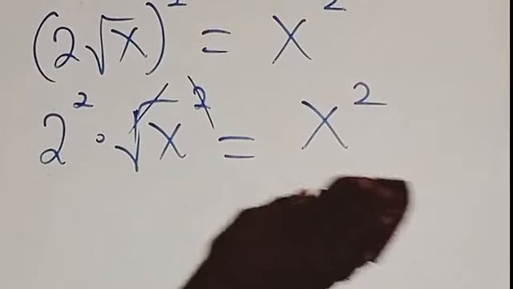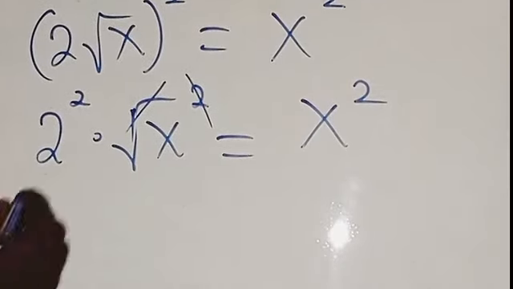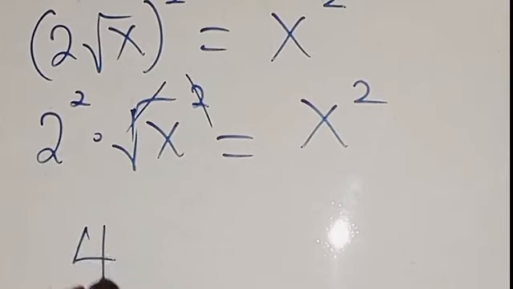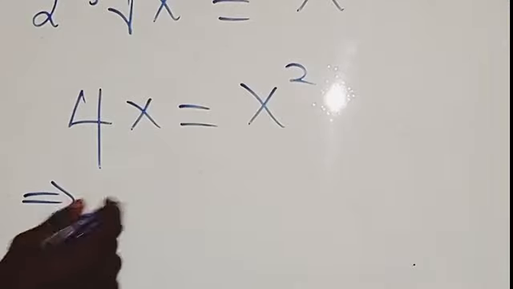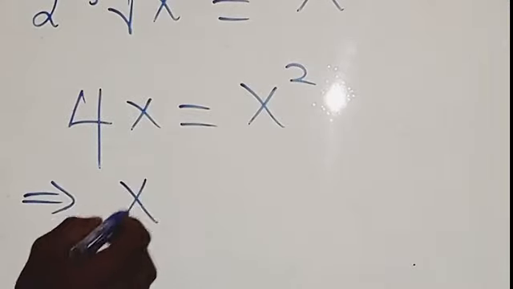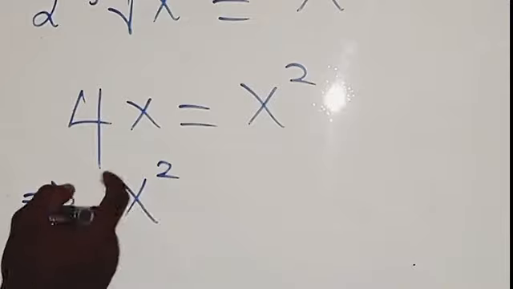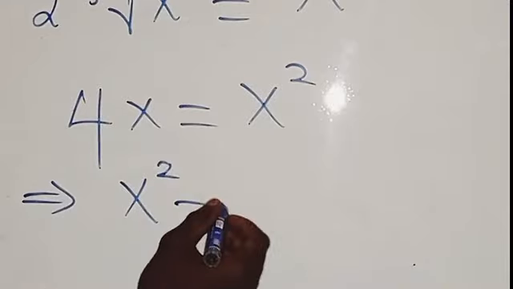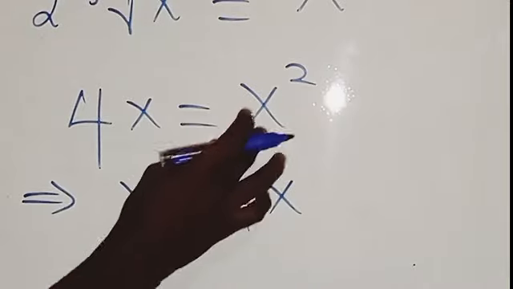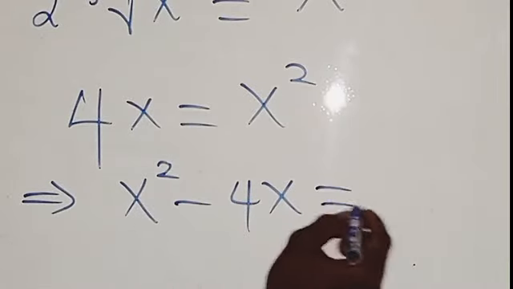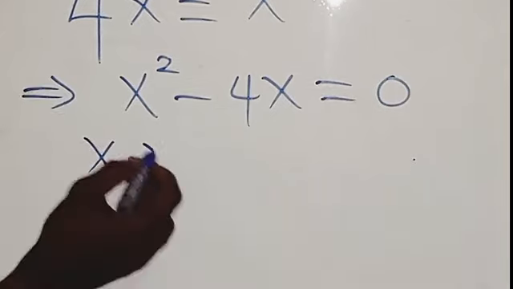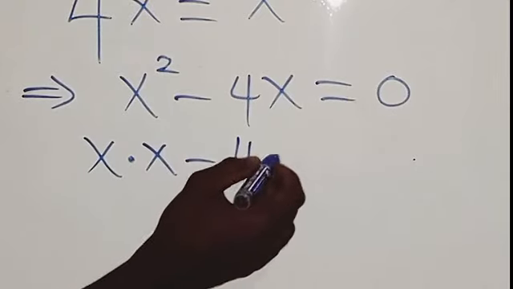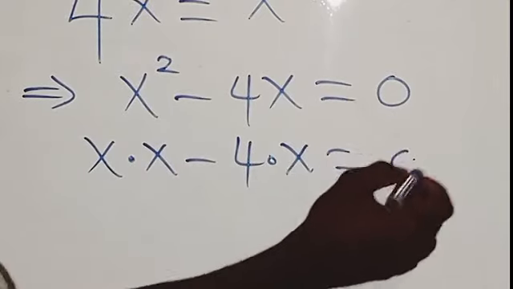Okay, let me show you what you are going to do. This one is going to be 4, this has been cancelled. We have 4x equals x squared. So this implies that we can write this as x squared. Taking this to this side, we have minus 4x, so that the terms will be on one side, equals 0. So we can have x multiplied by x minus 4 multiplied by x equals 0.